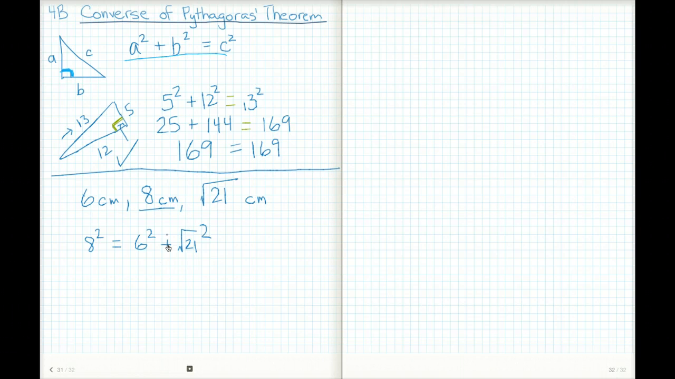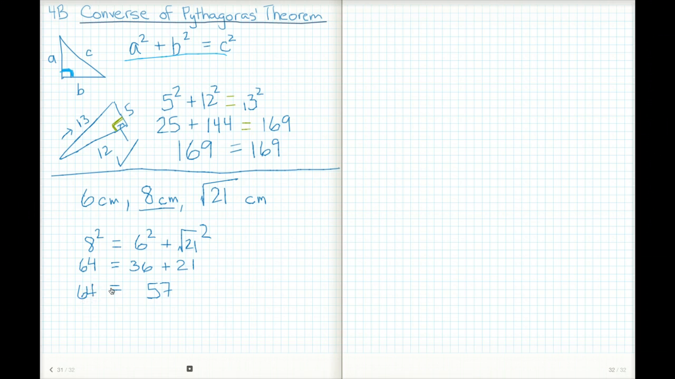So let's square those sides. 8 squared is 64. 6 squared is 36. And the square root of 21 squared, squared undoes the square root, is just 21. So I add those two together. The ones make 7. Well, that's not looking good. And the 3 plus 30 plus 20 gives me 57.